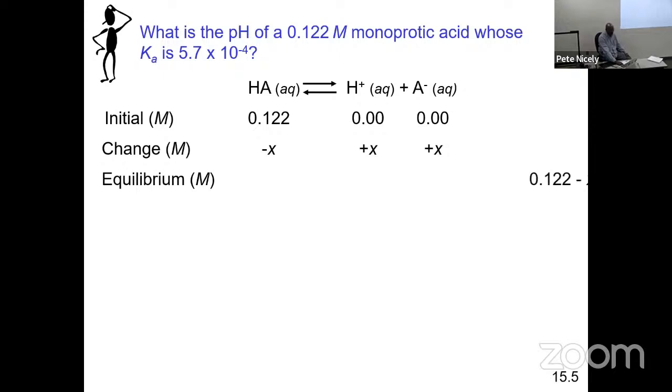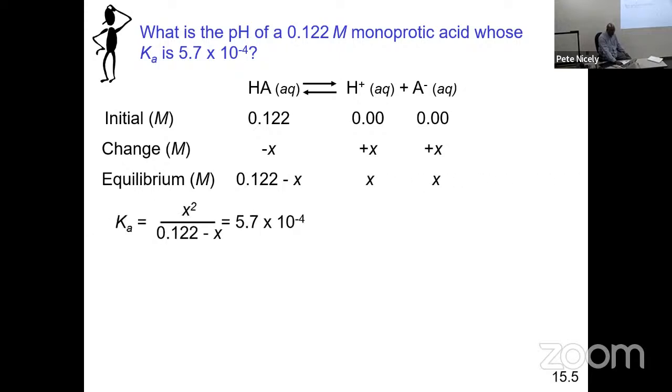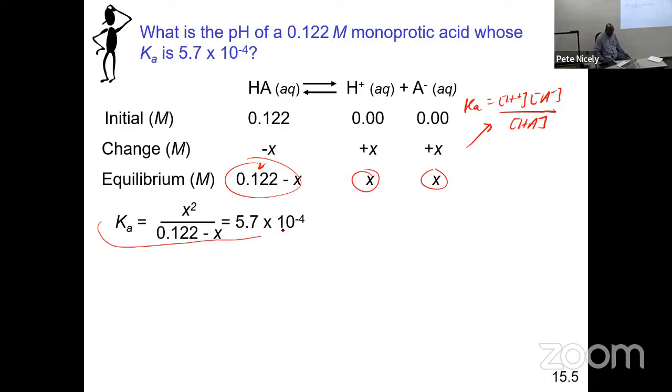Then we write down the equilibrium expression. So for HA, that would be 0.122 minus X, that would be X, that would be X, and then we write down the Ka expression, which is, let me write it over here. Ka is equal to the concentration of H plus times the concentration of A minus divided by the concentration of HA. And then we plug in these terms, here, here, and here, into this equation right here, and you're going to end up with this expression right here.